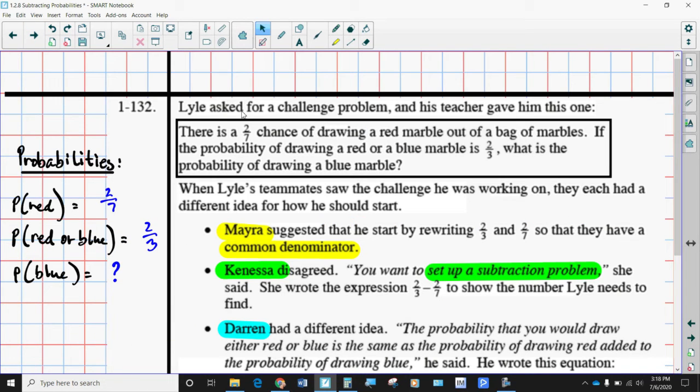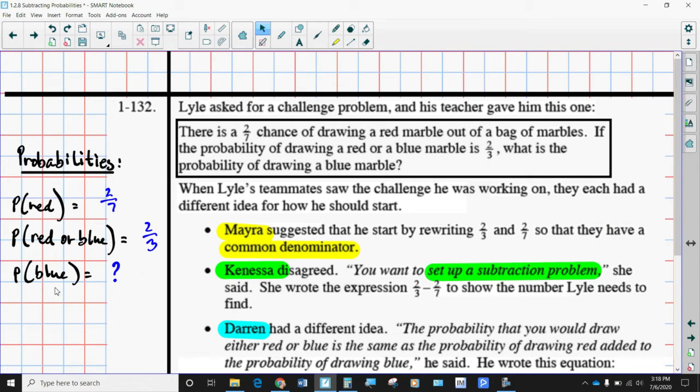All right, Lyle asked for a challenge problem because that's how Lyle is, and his teacher gave him this one. There is a 2/7 chance of drawing a red marble out of a bag of marbles. So I'm writing this over here for my probabilities. You should record this too. The probability of pulling a red is 2/7. That's what it says right there. If the probability of drawing a red or a blue marble is 2/3, what's the probability of drawing a blue marble?